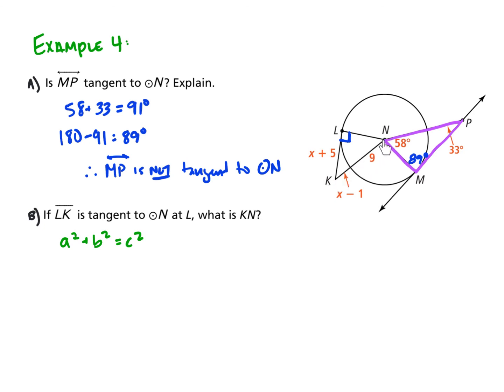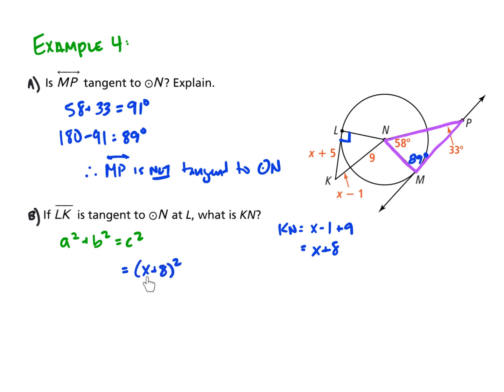Now, how long is segment KN? Well, segment KN is an x minus 1 portion plus a 9, right? So let's write it over here. KN is equal to x minus 1 plus 9, which would be x plus 8. Segment KN would have a length of x plus 8. So I know that's going to go where c is. So I know this is going to say x plus 8 squared.